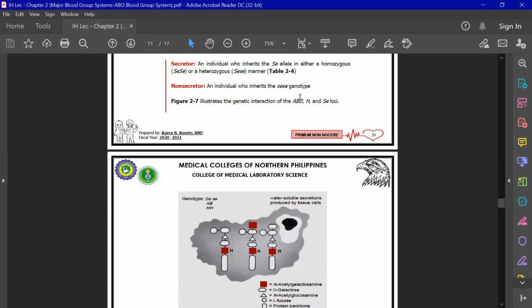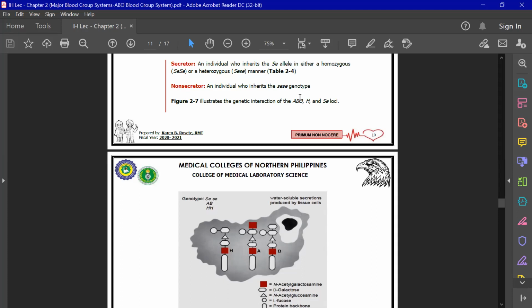Ma'am, ako po, pwede. Ma'am, may tanong. Ma'am, bale po, pag sa A and B po na soluble, SE gene pa rin po yung magproproduce ng enzyme? Yes, anak. Okay po. Thank you po, ma'am.